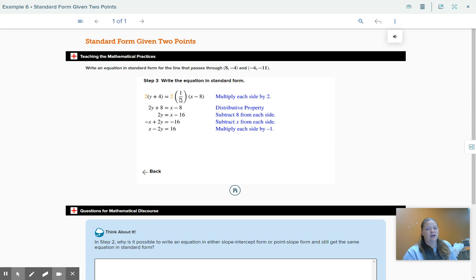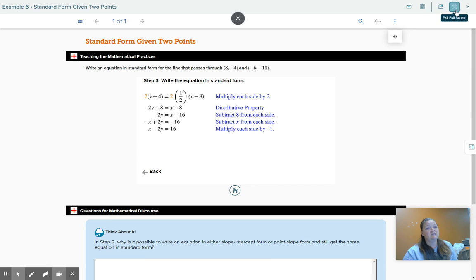Again, we want to get rid of that fraction, so we're going to multiply both sides by 2. That gives us 2y plus 8 equals x minus 8. Subtracting 8 from both sides to get 2y by itself on the left gives us 2y equals x minus 16. Subtract x from both sides, we get -x plus 2y equals -16. And multiplying by -1 all over the place to get rid of that negative sign in front of our x, we get x minus 2y equals 16.